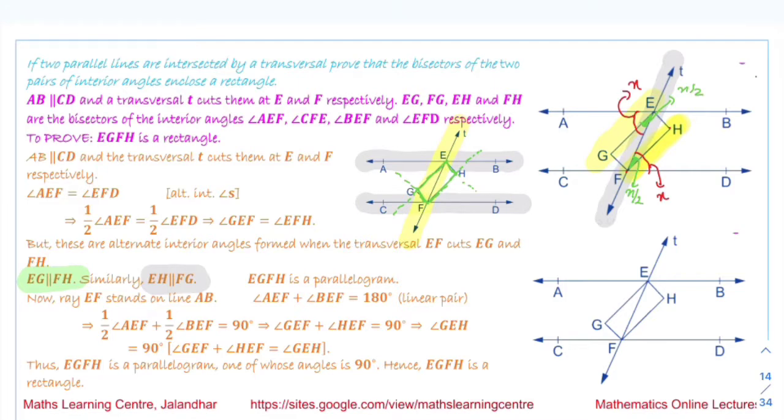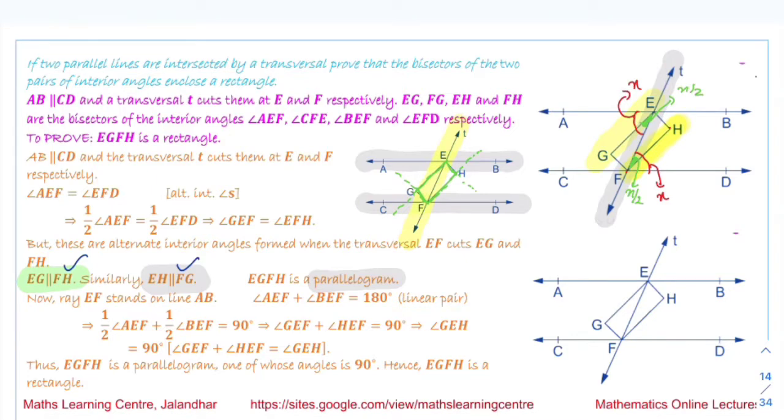Similar kind of thing we have also proved in our previous question, that these two are parallel to each other. So when the two sides are parallel, we have some figure whose opposite sides are parallel, then that becomes a parallelogram. But what we have to prove is that it is a rectangle. So we have to prove that one of its angles is 90 degrees.